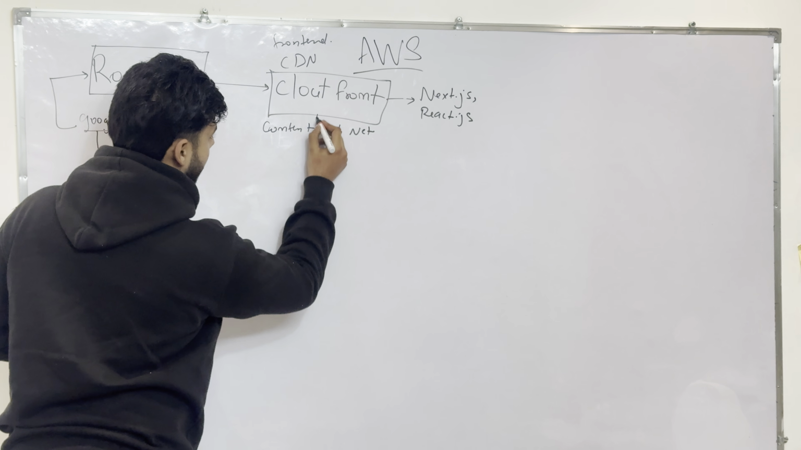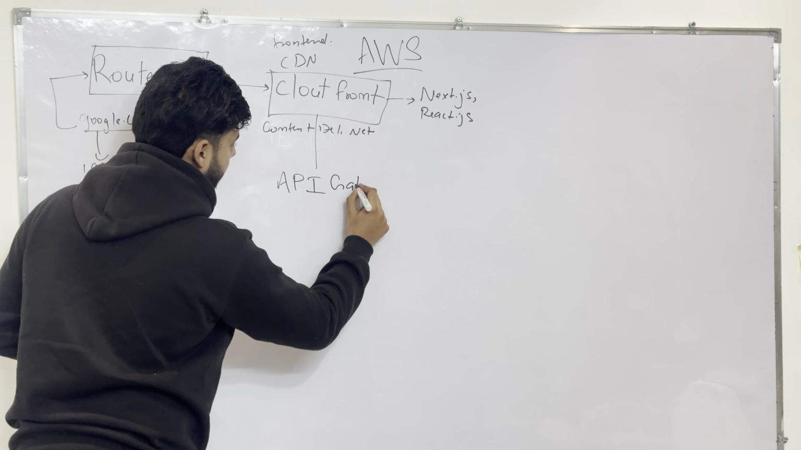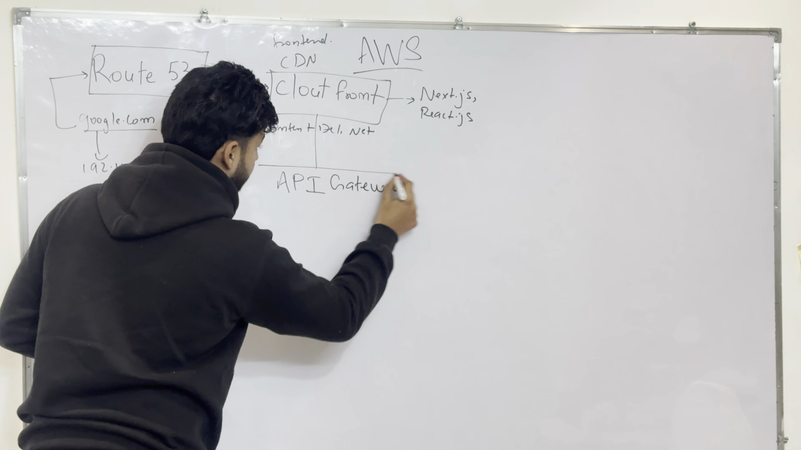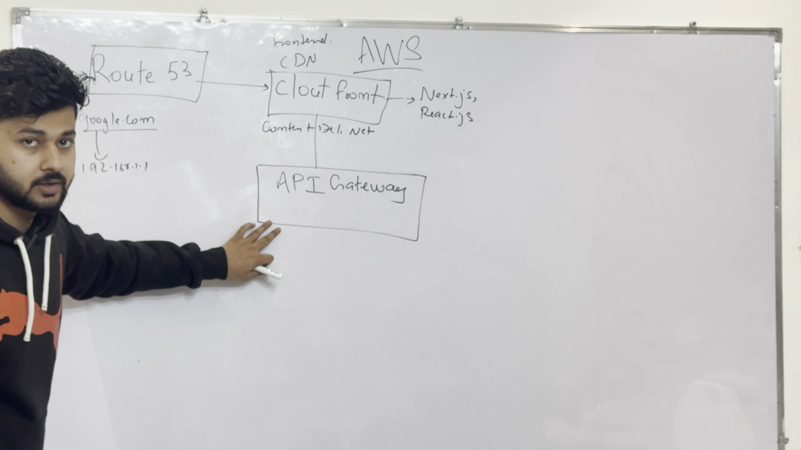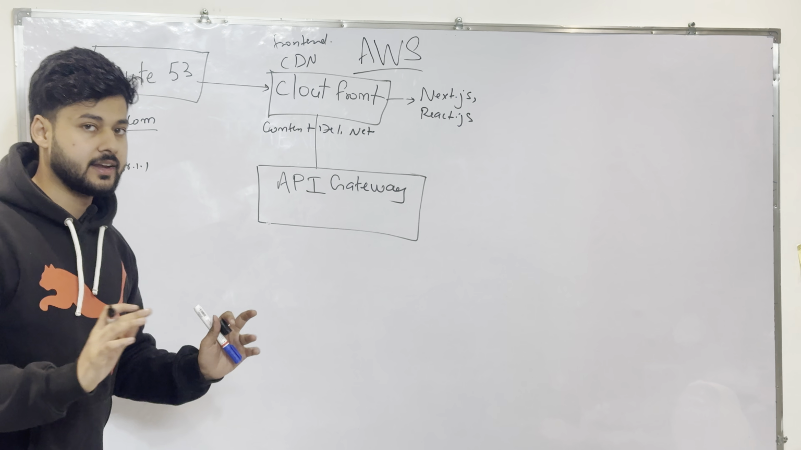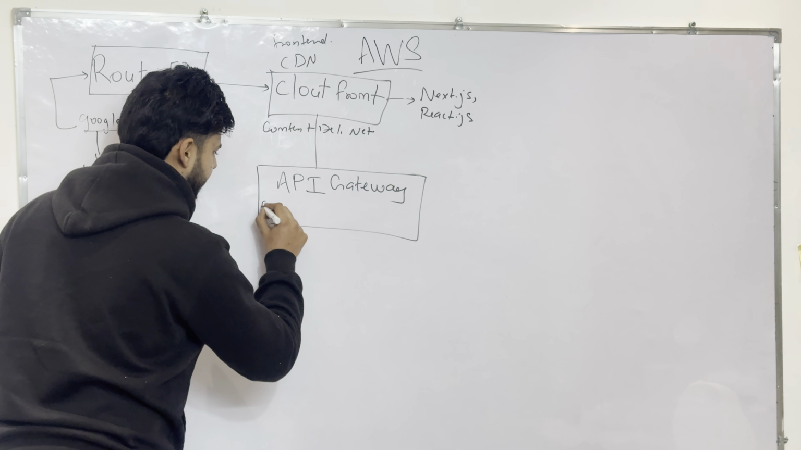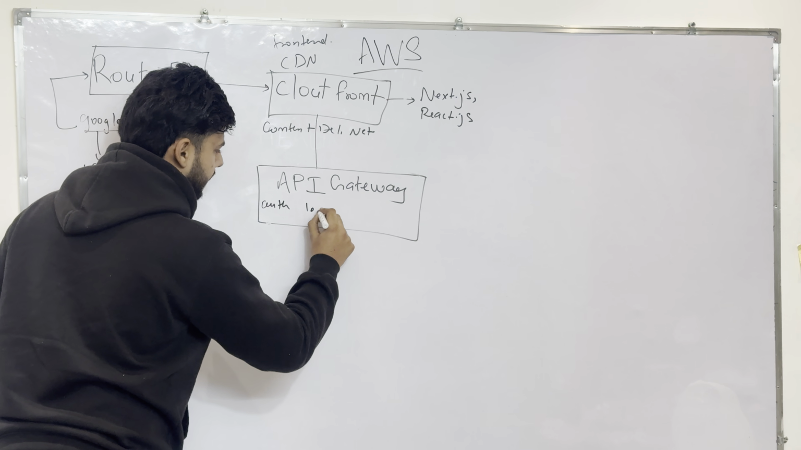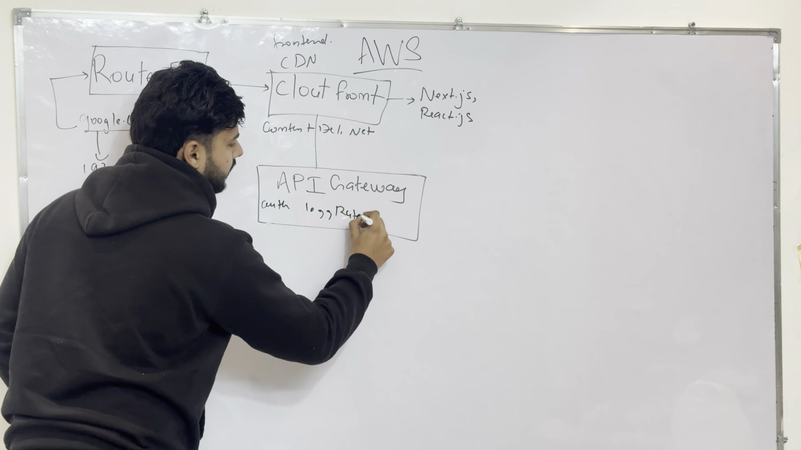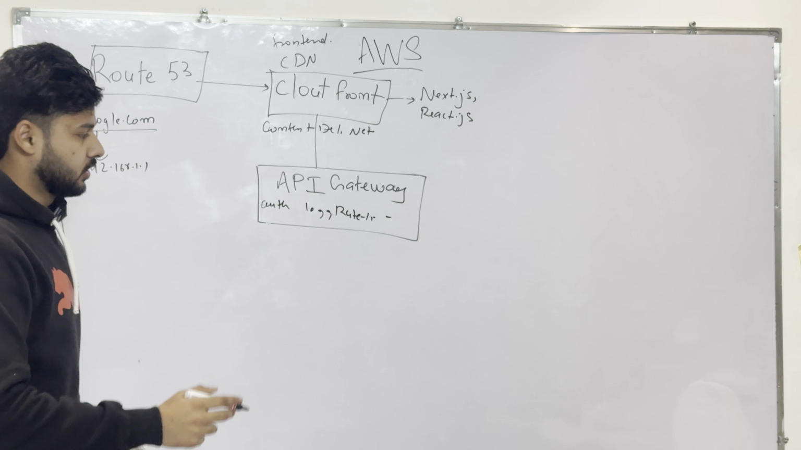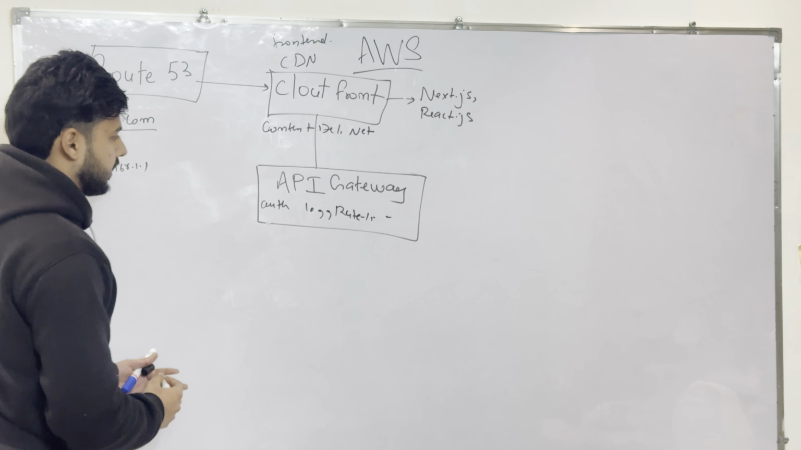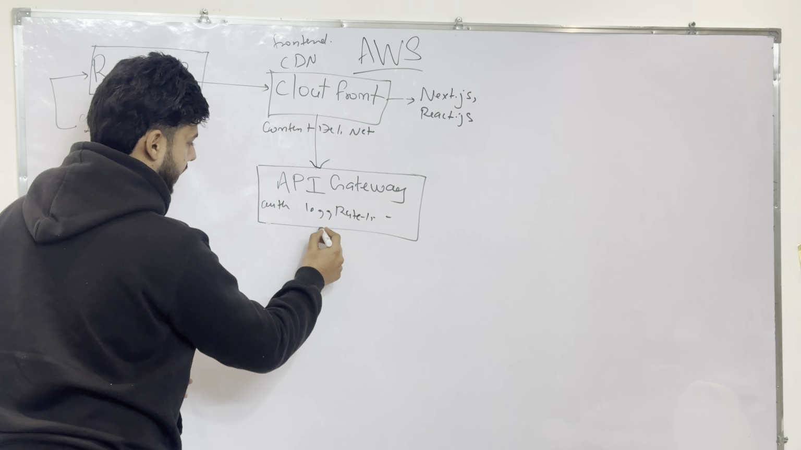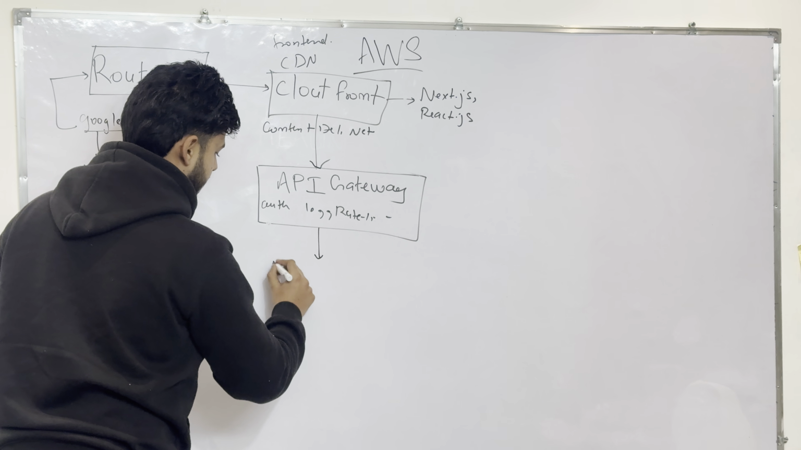After this, you will have an API gateway. This is the Amazon API gateway, Amazon's own API gateway. This will do authentication, logging, rate limiting, everything. So basically after this, your API comes here, and after this, you will have your backend.